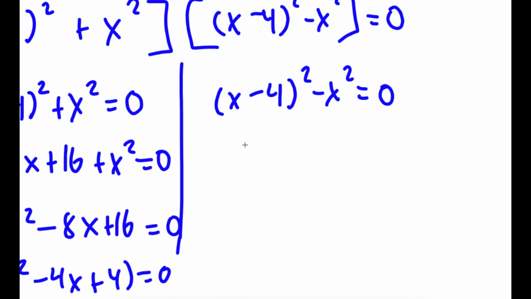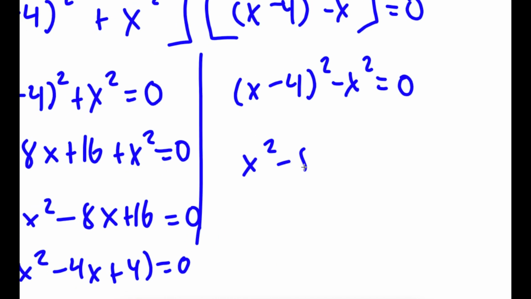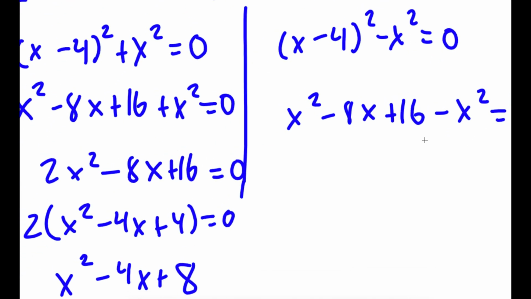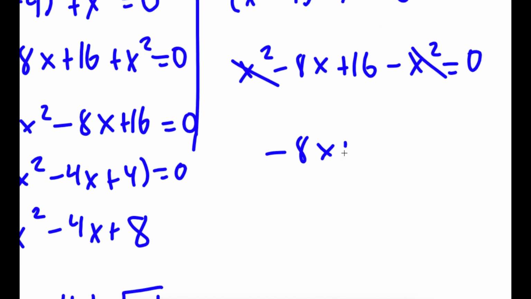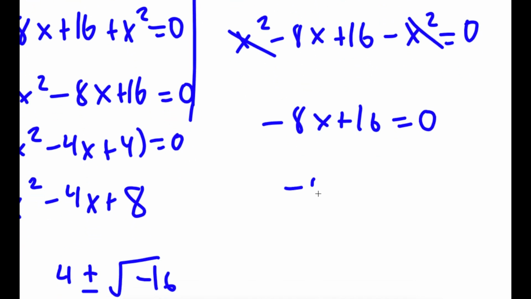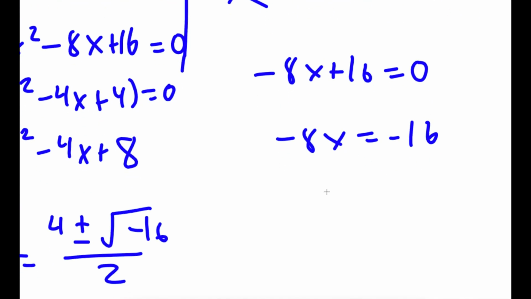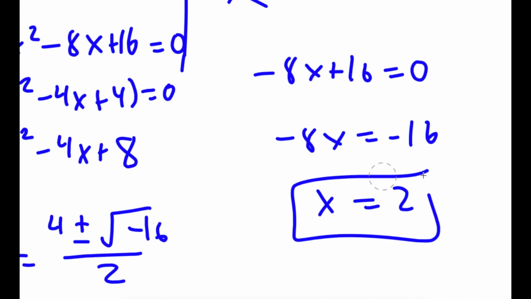And now for this, I have x^2 - 8x + 16 - x^2 = 0. So then these two cancel out, so now I have -8x + 16 = 0, meaning -8x = -16, and x is equal to 2.